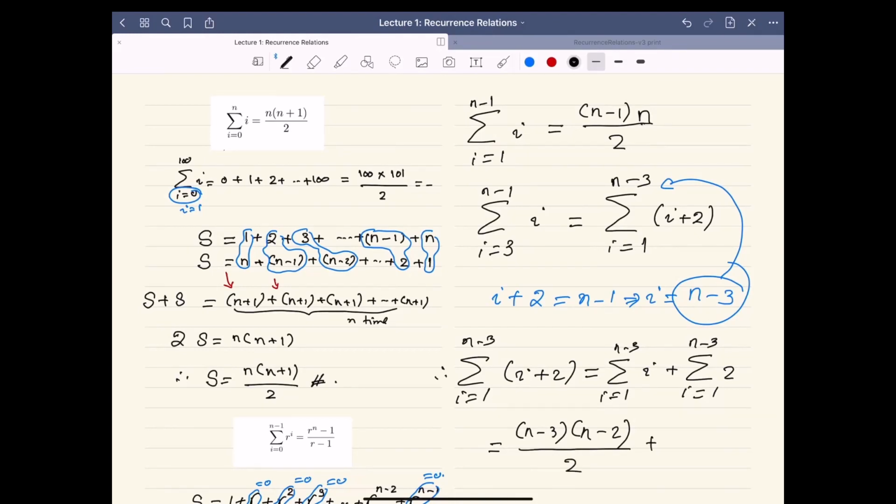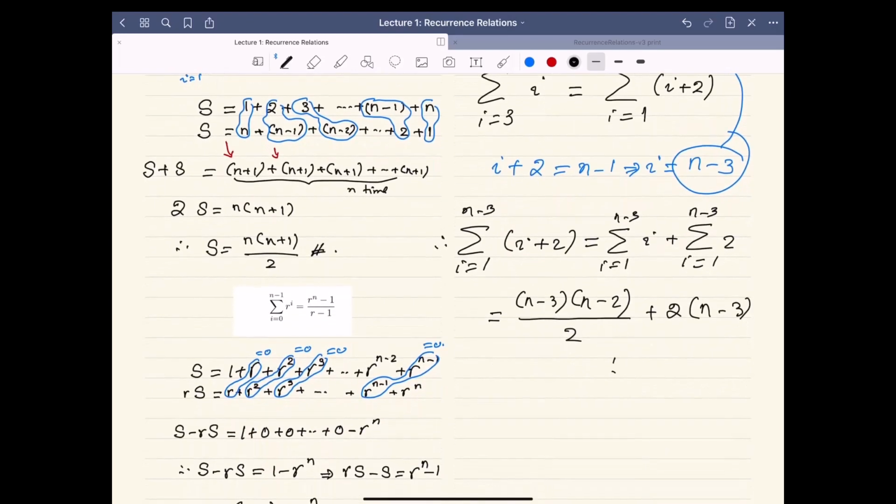Now for the second term, this is a constant, so you can take it outside. The question is, how many numbers do we have from 1 up to n minus 3? By subtracting, n minus 3 minus 1, and then adding 1, the answer is n minus 3. That means we are going to multiply 2 by n minus 3. Do the simplification and you will have a closed form equation for this summation.